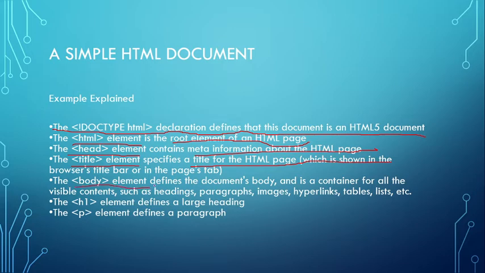The body element defines the document's body, and it contains all the visible content, such as headings, paragraphs, images, hyperlinks, tables, etc. The h1 element defines a large heading. The p element defines a paragraph.